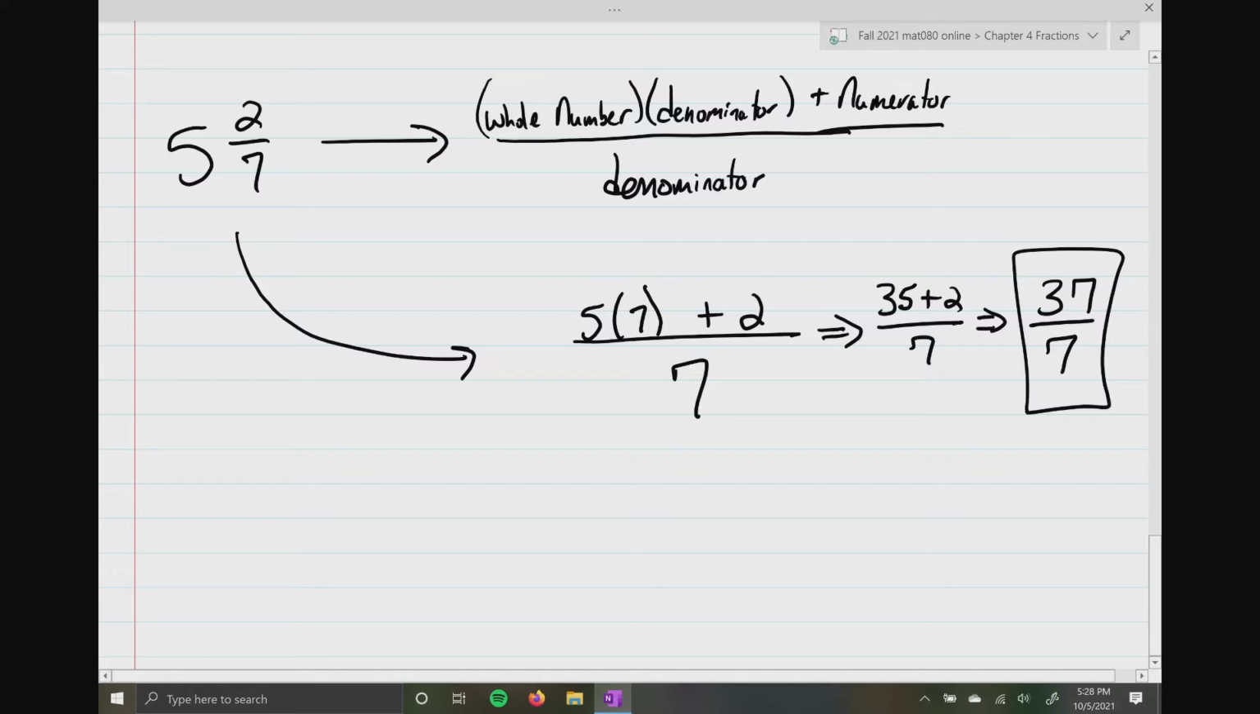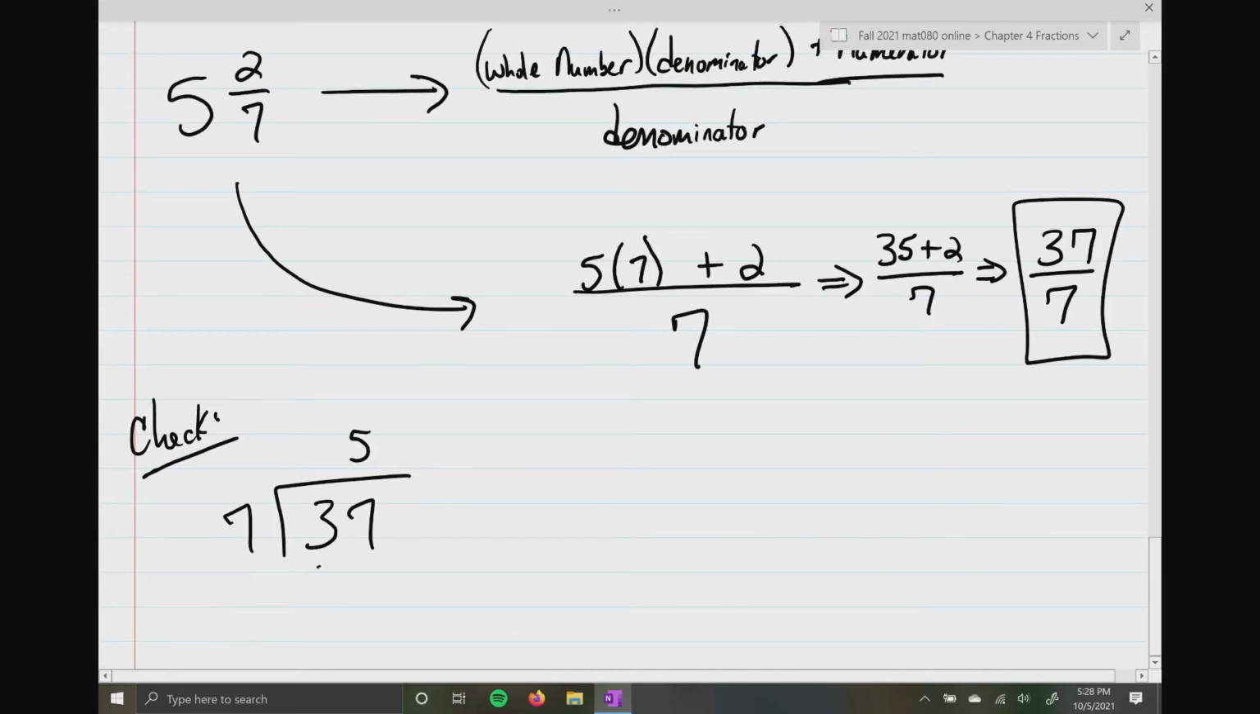And what's nice is you could check yourself. Take the improper fraction and just divide. So let's see what happens. So this is our check, just to make sure we're correct. 7 goes into 37 5 times. And then 37 minus 35 is 2. So notice here, there's your whole number.